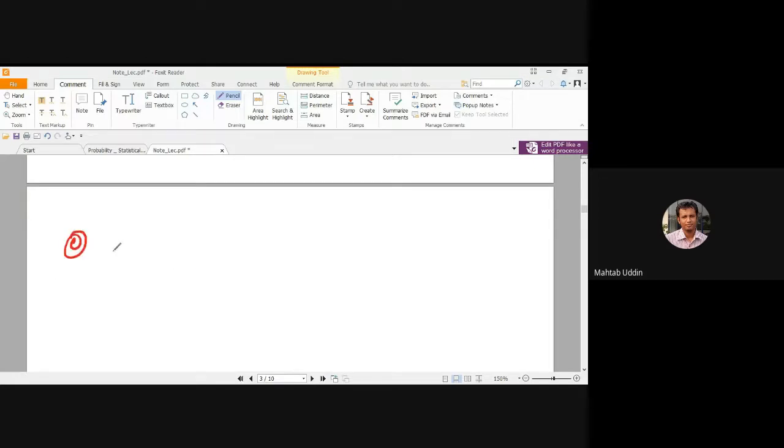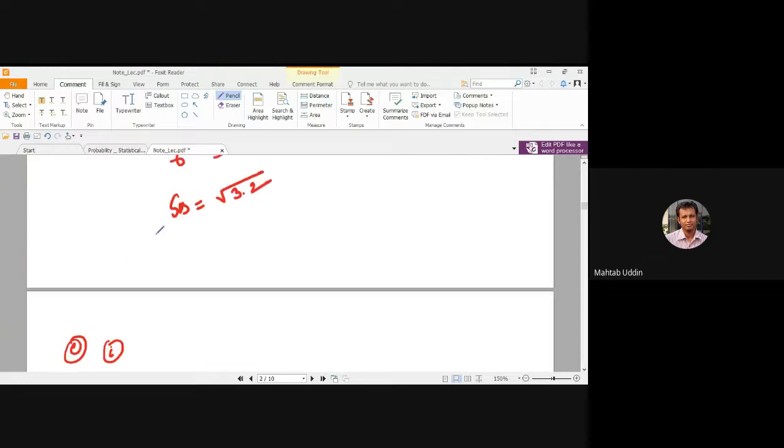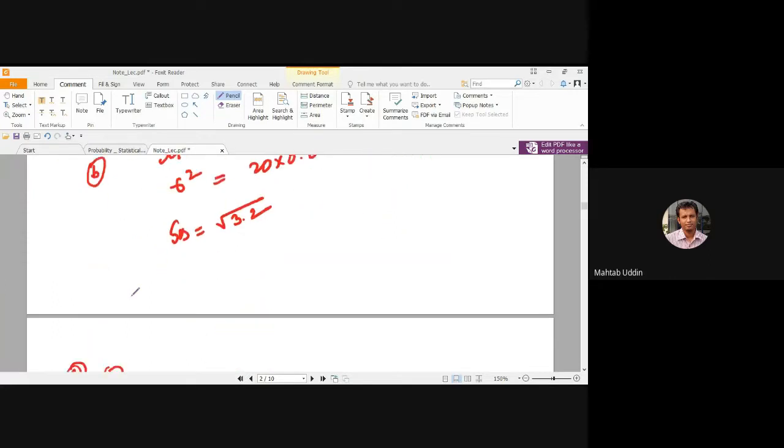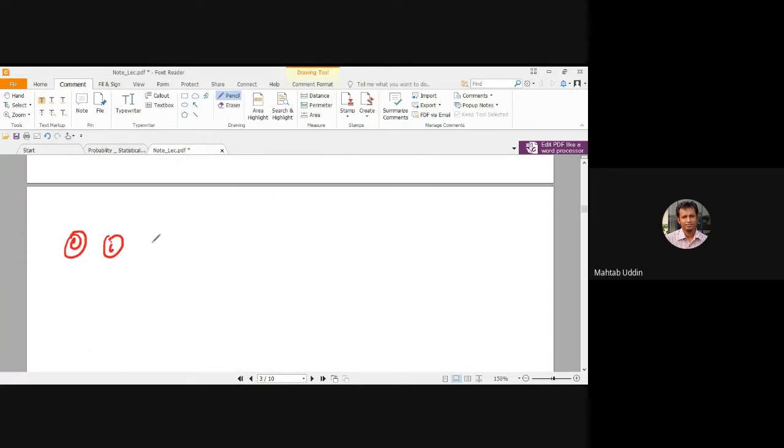See, for the first part, it was A, it was B. The first part is exactly 15, P of x equal to 15. So 20C15, 0.8 to the power 15, then 0.2 to the power 5. We'll get the probability.